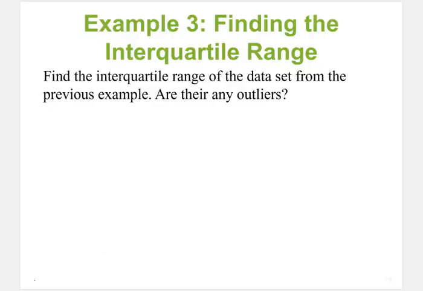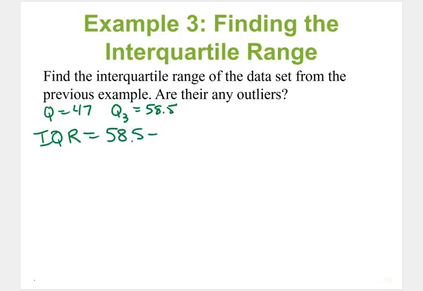All right, so if we take that previous example and look at finding any outliers, remember from the one we just did, Q1 was 47 and Q3 was 58.5. First we have to find our IQR, which is 58.5 minus 47, and that's going to give us 11.5. You're going to take that 11.5 and multiply it by 1.5. That's important. You're going to need that number.